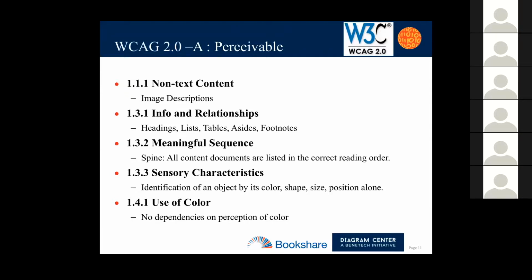Use of color. For example, if you say something like, have all your nouns in red and the verbs in blue, and you're colorblind, you have no idea what that is. So there are different techniques on how to solve these problems.